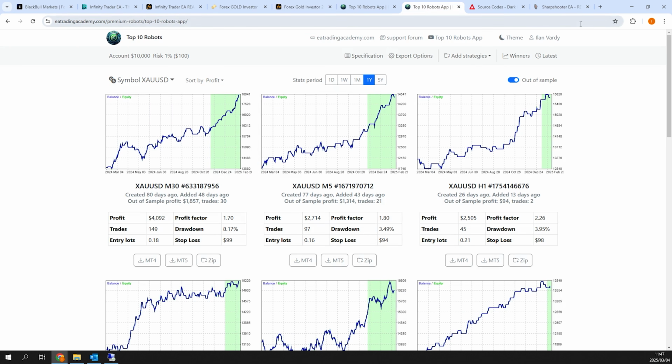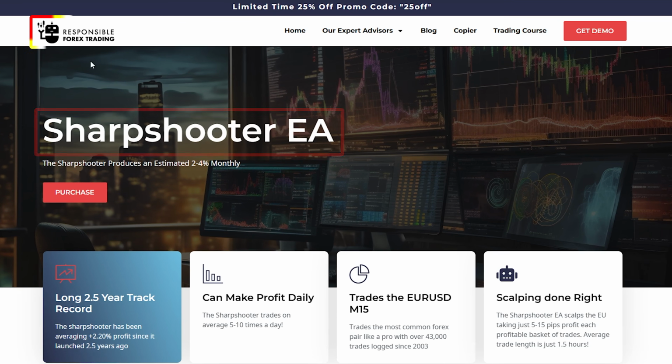Okay, and the other robot that we're going to look at is the Sharpshooter. Now, the Sharpshooter is from Responsible Forex Trading.